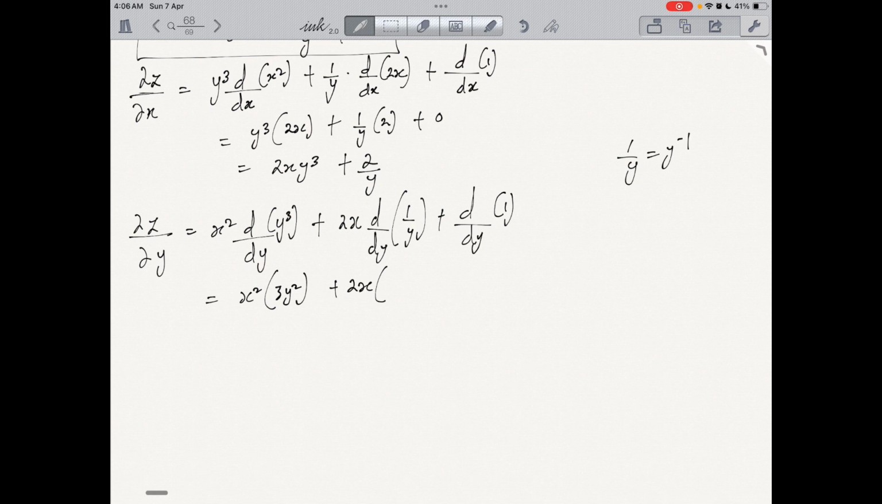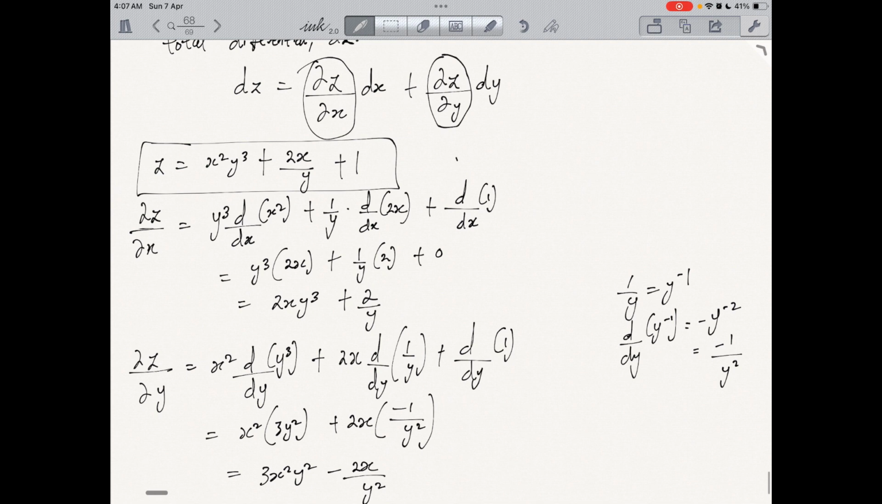And differentiating y raised to power minus 1, we have minus y raised to power minus 2. And this can be written as minus 1 over y raised to power 2 according to the law of indices. So this is minus 1 times y raised to power minus 2. And then simplifying, we have 3x squared y squared minus 2x over y squared.